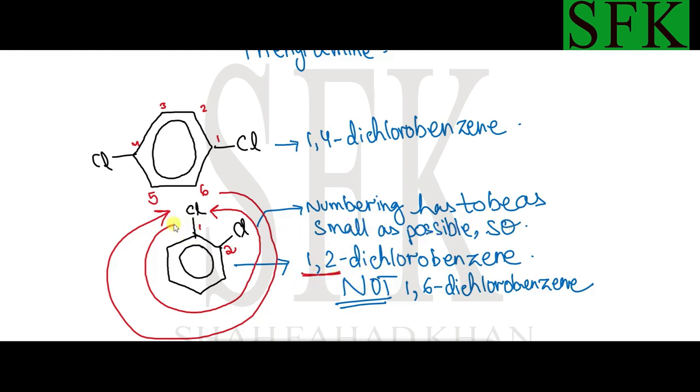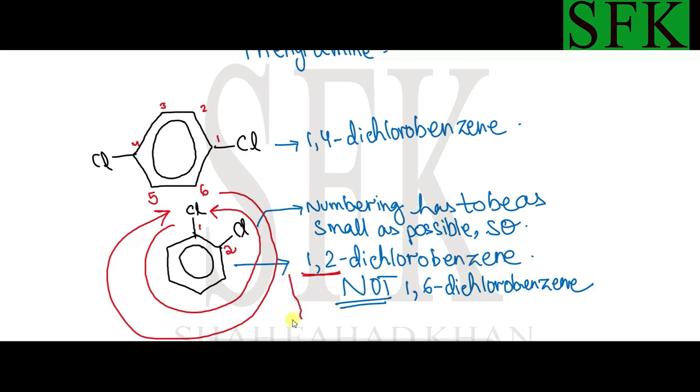So if I were to go in the anti-clockwise direction, the numbering were to be in the anti-clockwise direction, then this second carbon would have been given a number of 6, which would have increased the number a lot. Like 1 comma 6 is a lot bigger than 1 comma 2. The 6 is bigger than 2. So we need to keep the numbering as small as possible. So I'm gonna go in the clockwise direction, and the numbering is gonna be 1 comma 2 dichloro, again because two chlorine atoms are there, and then benzene.